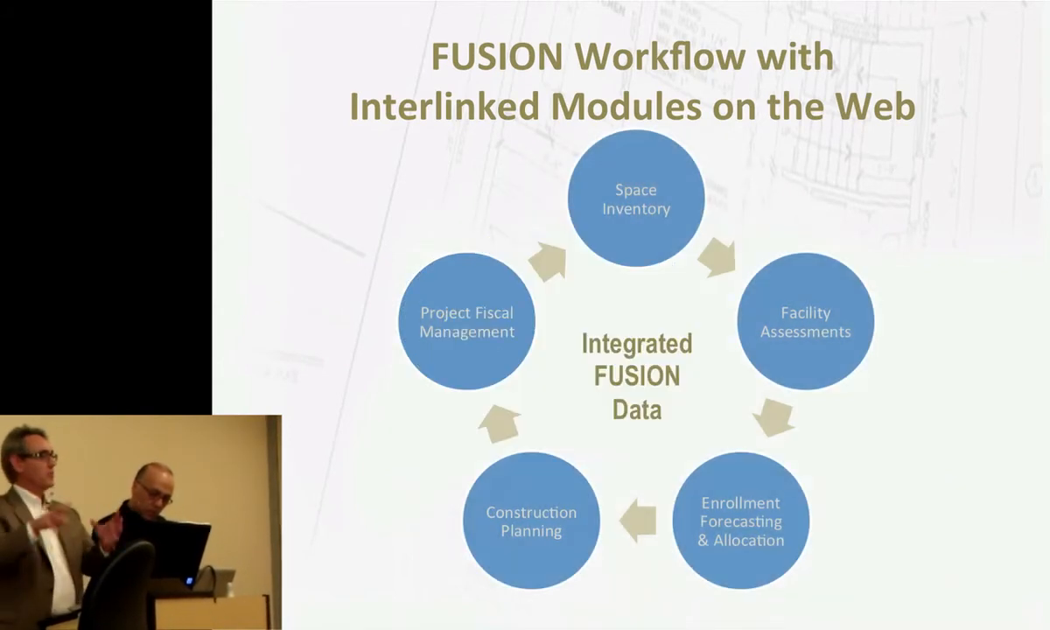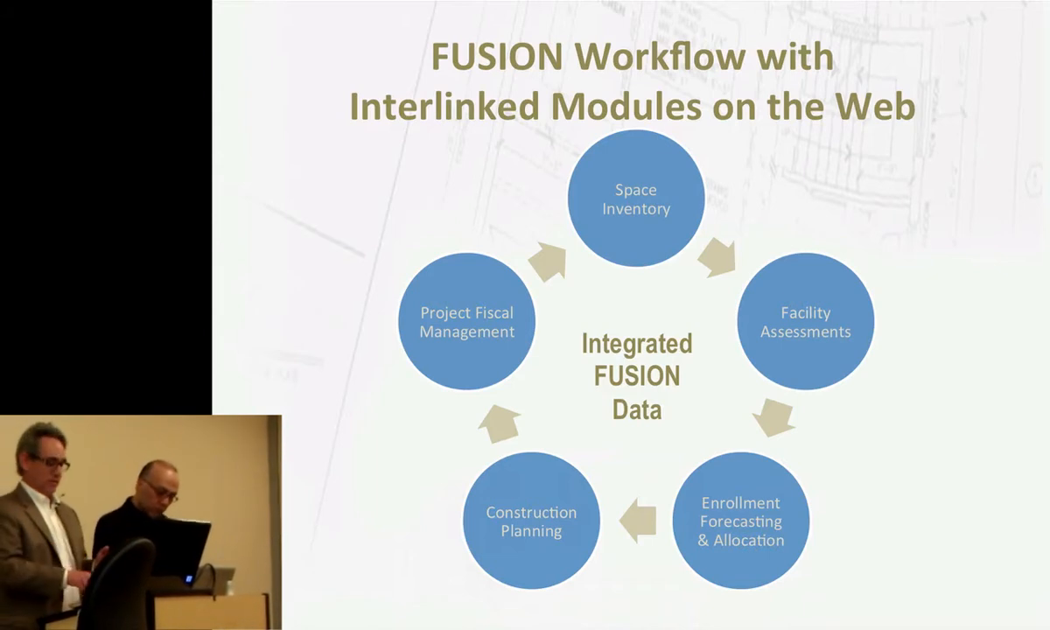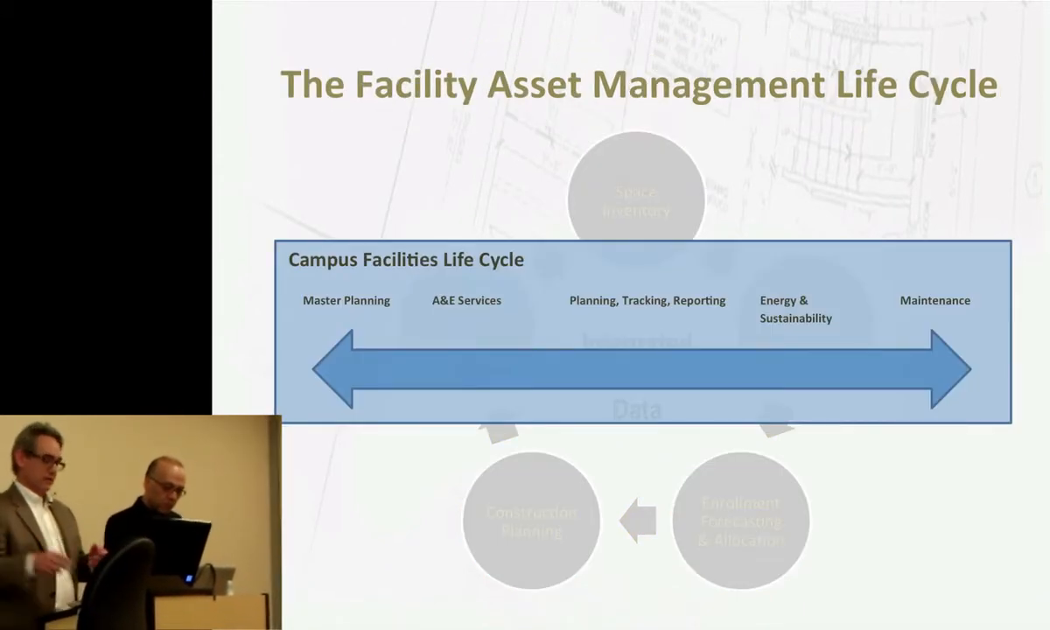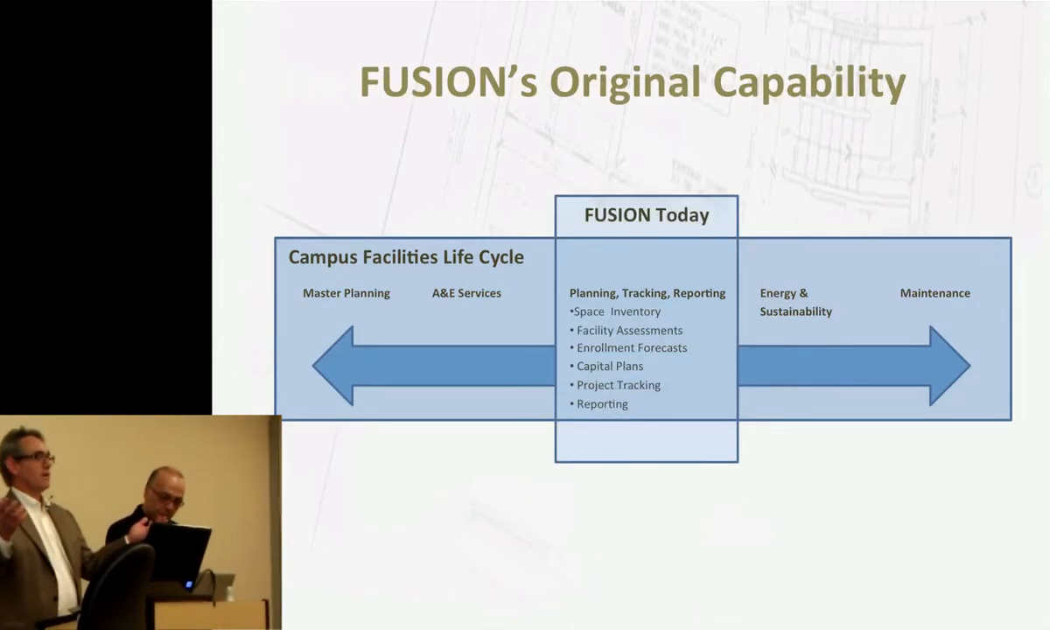So all of this information is going on in Fusion for 71 million square feet of space. The capital plans are covering 5 years of plans with, you know, I'm talking about hundreds of millions of dollars in capital plans that are flowing through the system all the time. And if you think of that workflow and of that data repository in the context of the facility lifecycle, from master planning to maintenance and energy monitoring, the data in Fusion is key to activities across that lifecycle.